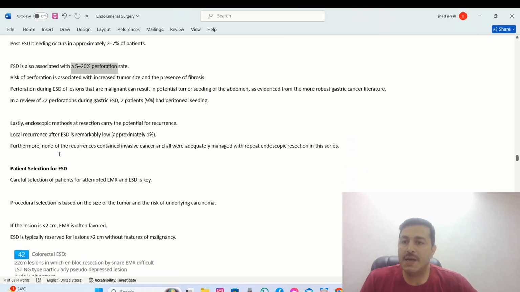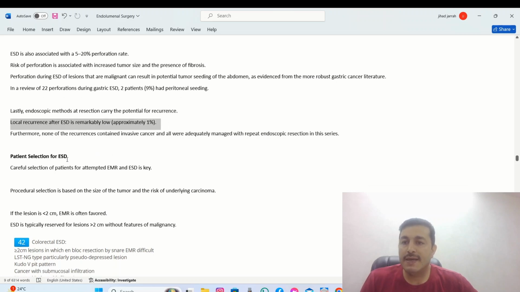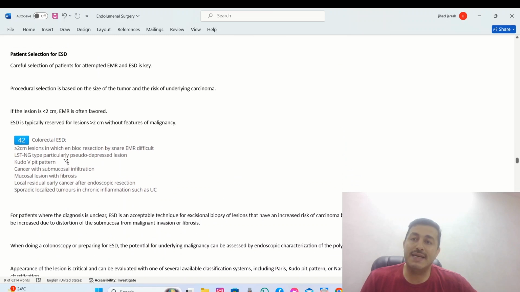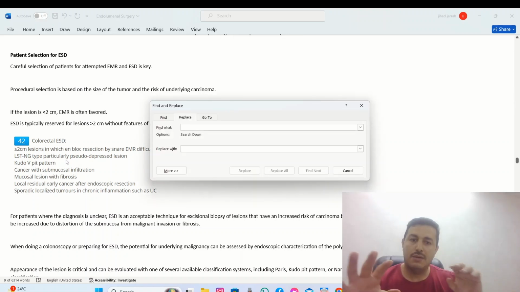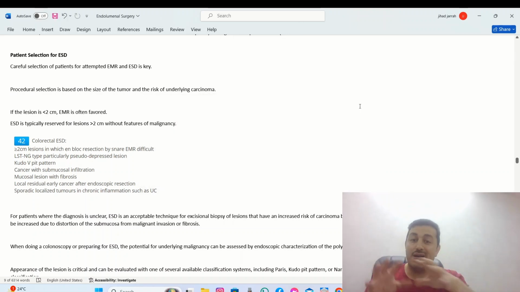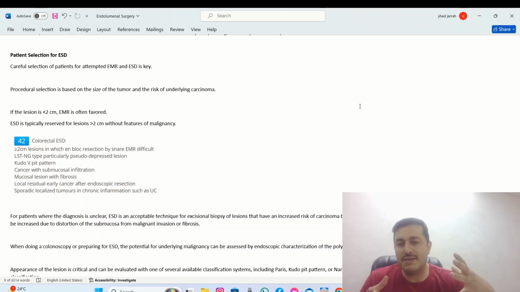What else? The recurrence rate is low, and the patient selection is extremely important. Who is suitable for endoscopic submucosal dissection and who is not, who needs traditional laparoscopic surgery or a traditional open surgery? Do you notice that we call the laparoscopic surgery traditional now because we are talking about endolumenal surgery?